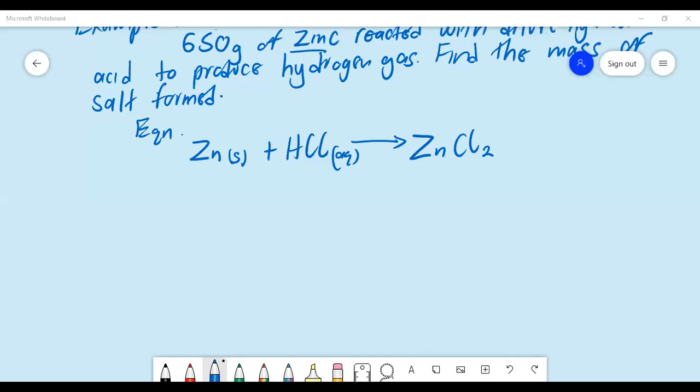Chloride and hydrogen gas. Zinc 2 chloride and hydrogen gas.